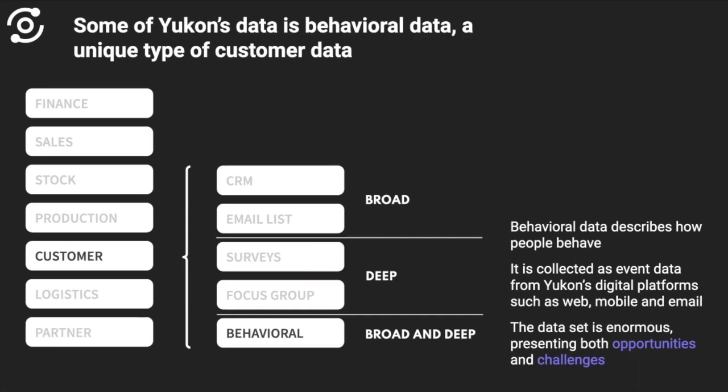Now, what is behavioral data? Well, simply put, it's data that describes how the shoppers or prospective shoppers at Yukon are going to behave. So it's collected as event data from Yukon's digital platforms, such as web, such as mobile, such as email. And this is a really enormous data set, which presents some really great opportunities, but also some real challenges. I think the other thing to say about behavioral data is it's both broad and deep. So it's very broad. It covers a lot of different activity that you'd be interested in about your customers, but it's also very deep. It can be very, very granular. It can give you a really deep insight into what your customers are doing.